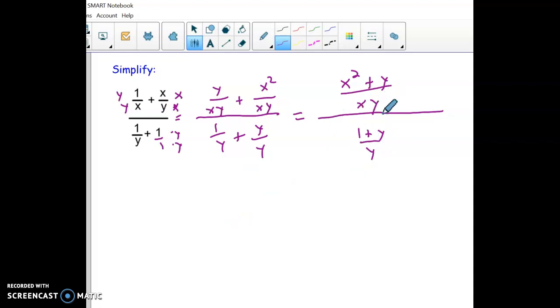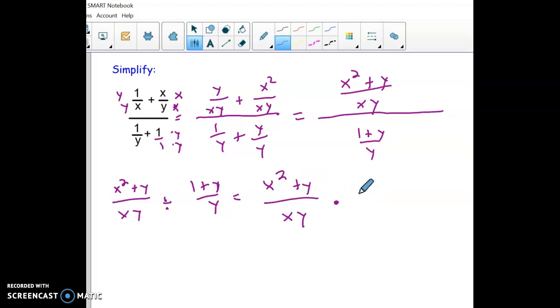Okay, so now that I've got it to two single fractions, I'm going to do exactly like we did in the other problems. I'm going to write it as a division problem. So here's the first fraction divided by the fraction in the denominator. Right, and to complete this, I'm going to multiply by the reciprocal. So multiply by y over 1 plus y.